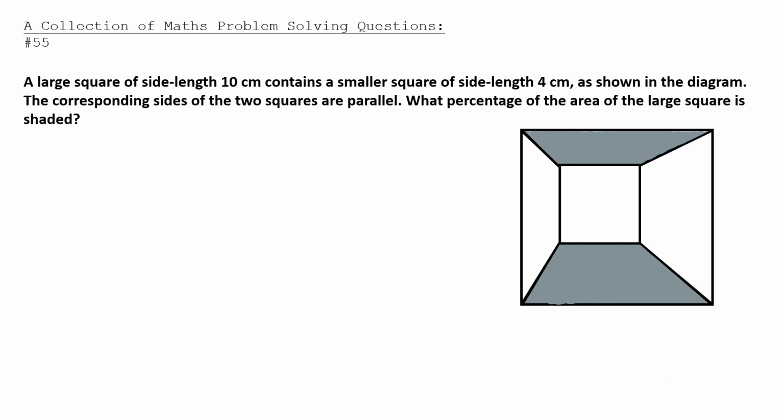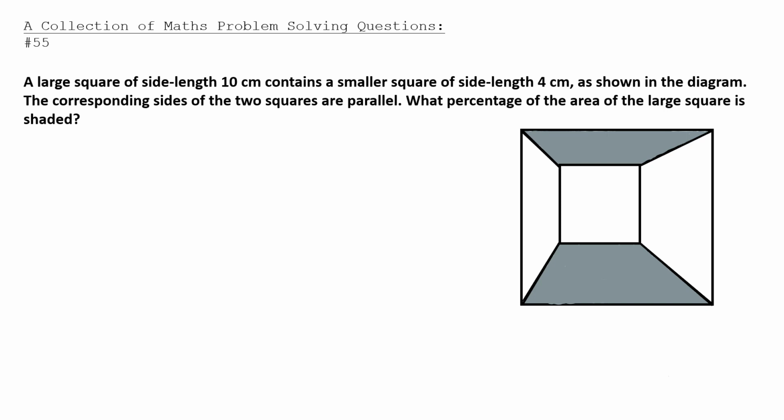A large square of side length 10 cm contains a smaller square of side length 4 cm as shown in the diagram. The corresponding sides of the two squares are parallel. What percentage of the area of the large square is shaded?